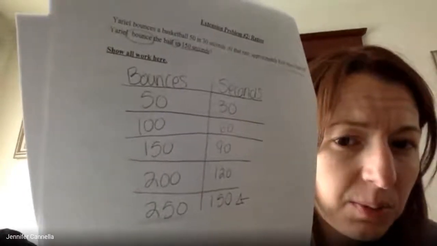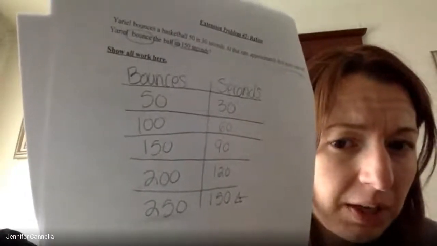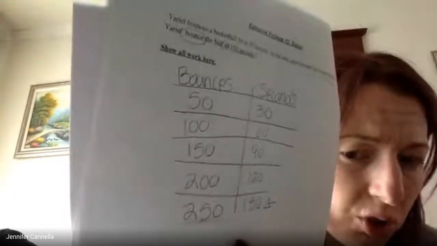I like this because it's more visual and concrete, which means you're going to get it right and you could see. You keep adding 50 on the bounces and you add 30 on the seconds until you get to 150, which shows me it's 250 times he bounces the ball.